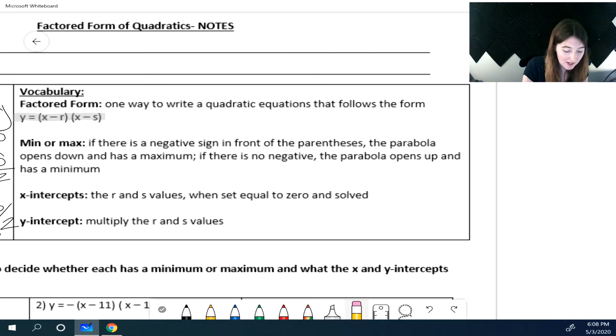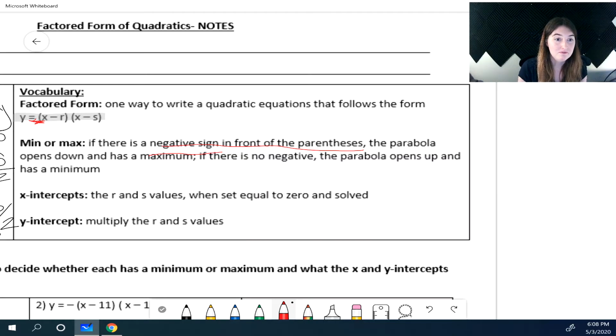So instead of our a, b, c, we have r and s now. Our minimum and maximum is going to be found by the sign in front of the parentheses of the parabola. So we'll be looking right here, right in front of the parentheses, if it's a positive or negative. If it's a positive, it's going to open up. If it's a negative, we're going to open down. So if there's a negative, it means it's opening down and we have a maximum. If there's a positive, it opens up and we have a minimum.